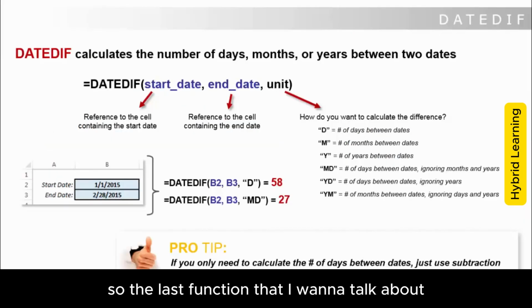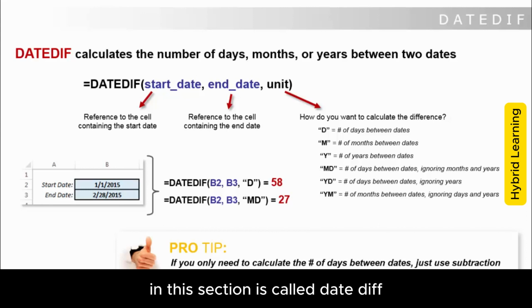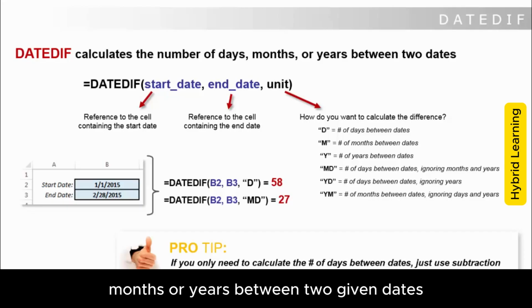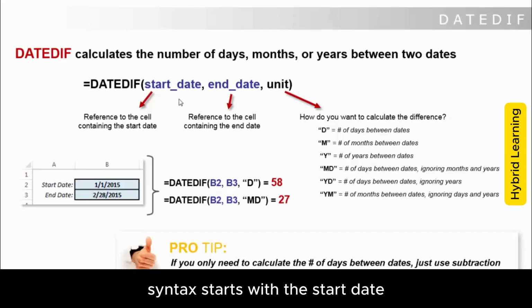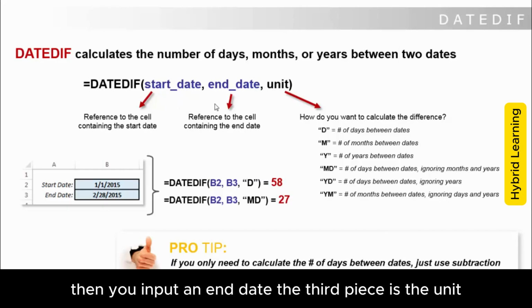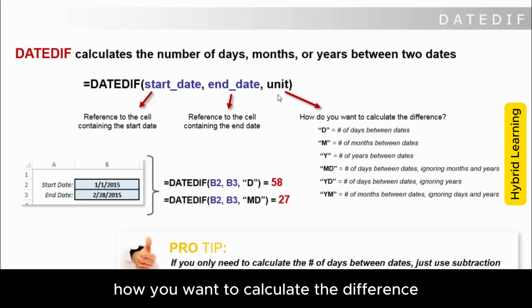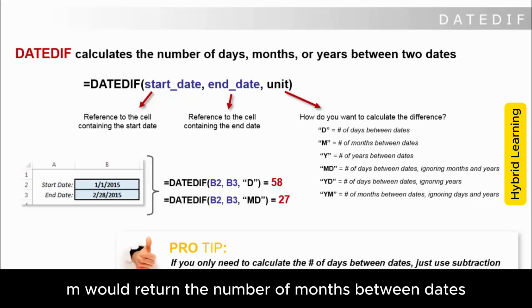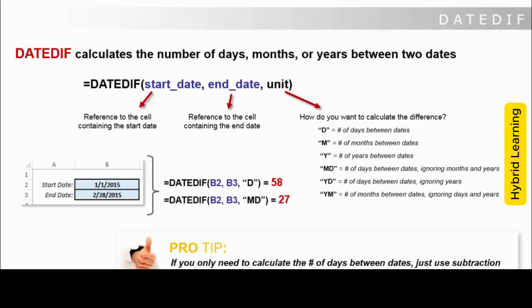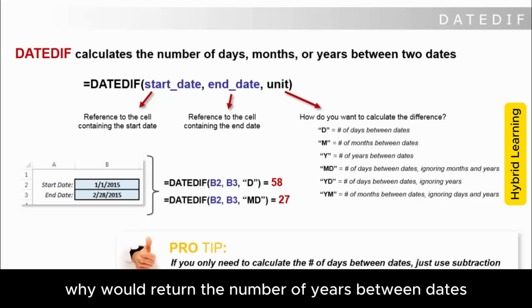So the last function that I want to talk about in this section is called DATEDIF, and it calculates the number of days, months, or years between 2 given dates. So there are 3 components of the formula syntax. It starts with the start date, then you input an end date. The third piece is the unit. This determines how you want to calculate the difference between the 2 dates. You can set it to D to calculate the number of days between the dates. M would return the number of months between dates. Y would return the number of years between dates.